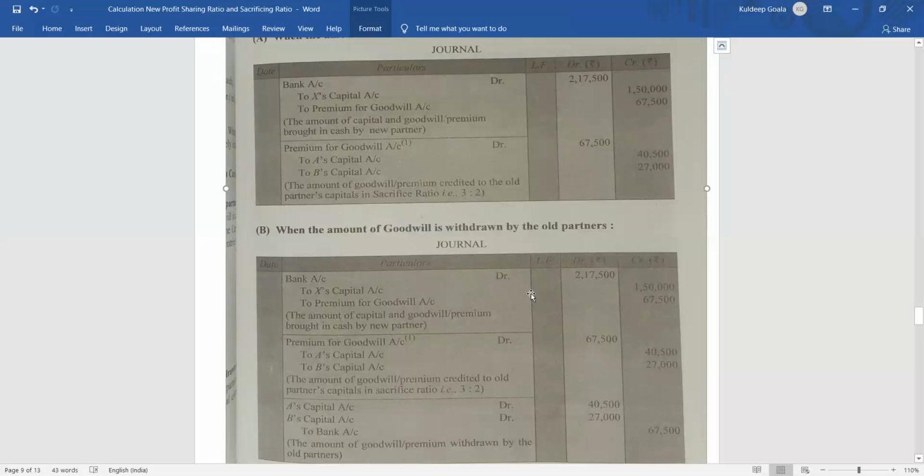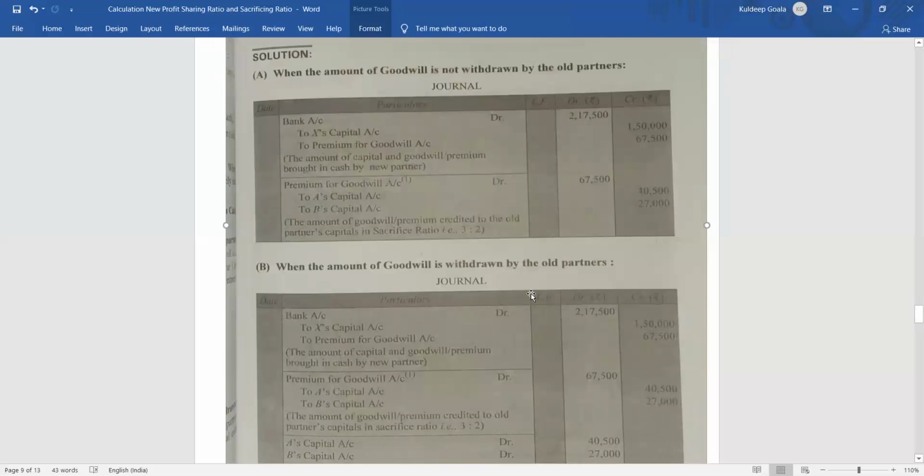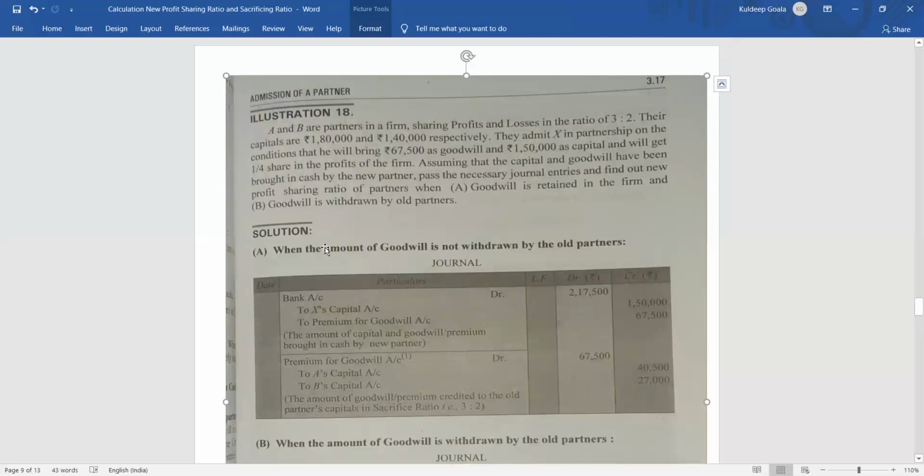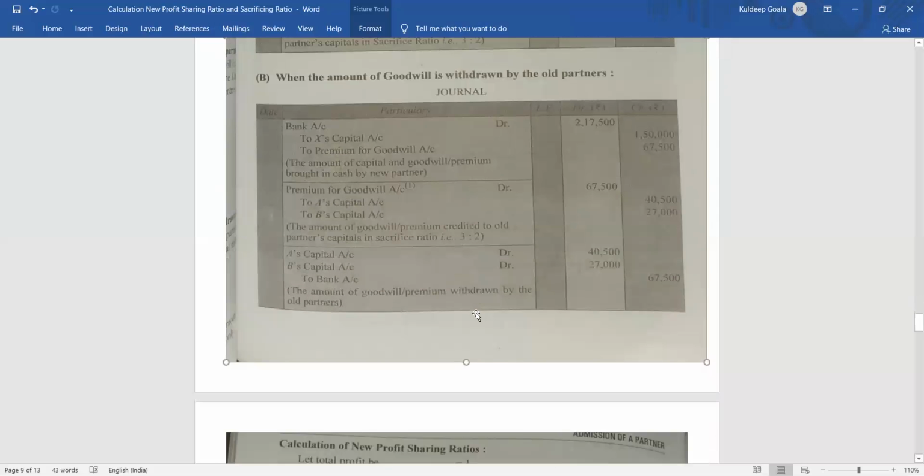After that, withdrawal. For withdrawal, you are going to check how much is withdrawn, whether the whole amount is withdrawn or nothing is mentioned, or there is a specific mention of how much is to be withdrawn. If there is no mention of how much is to be withdrawn, the whole amount is assumed to be withdrawn. So goodwill is withdrawn by the old partner. That means the whole amount is withdrawn.